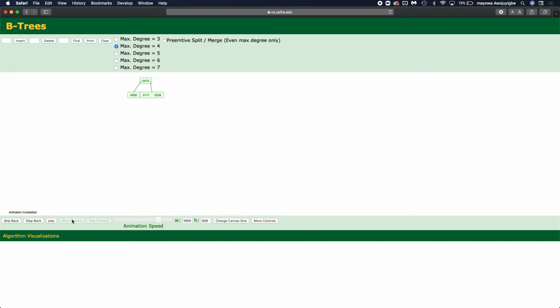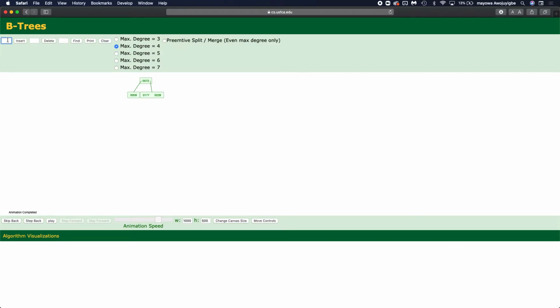To split it means that we have to push the median up, and then we have to split that into 2. Anything that was before the median goes to the left, anything that was after the median goes to the right. That's basically what a B tree is. So pushing forward, let's insert more values in.